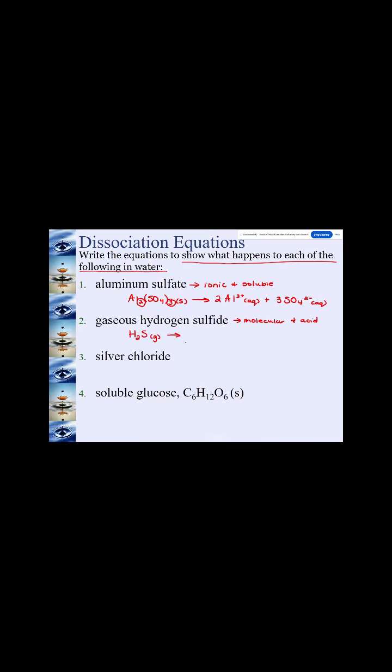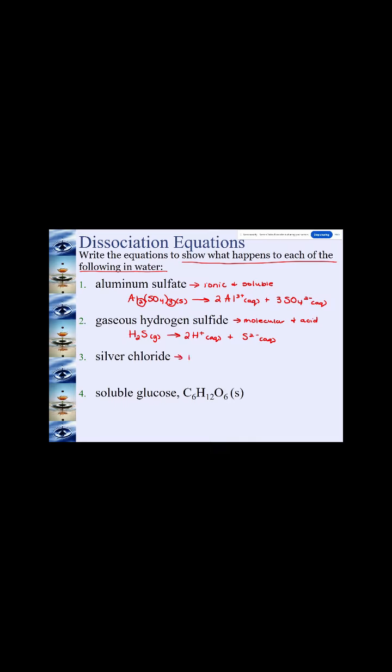It is going to do what ionic compounds do, but we call it ionize. So it's still splitting into free ions, 2 hydrogen ions, and 1 sulfide ion. Okay, so again, we show them as ions. These two compounds will be conductive in solution because they make free ions.